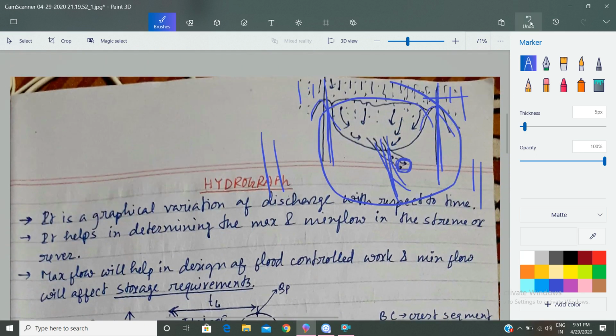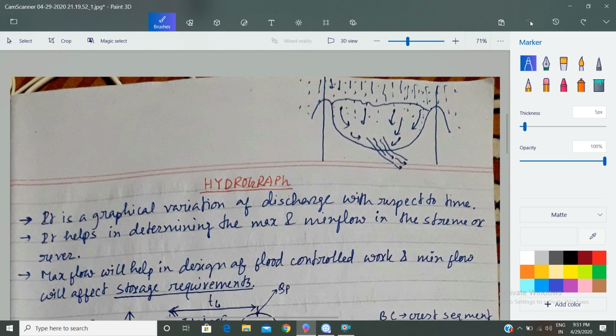suppose this one is a catchment. You are seeing in this diagram this catchment is very small, but actually it can be of 5,000 square kilometers. So you need to understand that if a drop of precipitation occurs here, it will flow to the stream and it will take up to 5 to 6 hours.